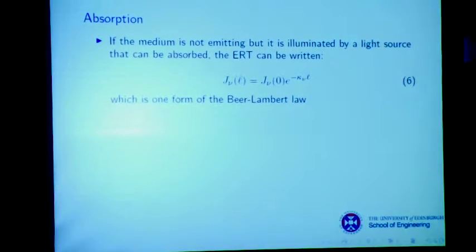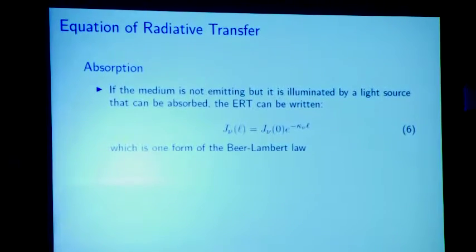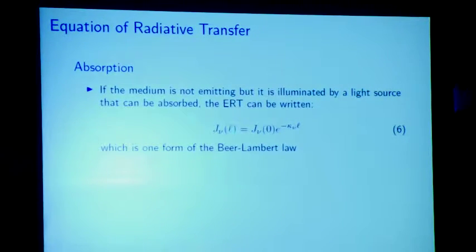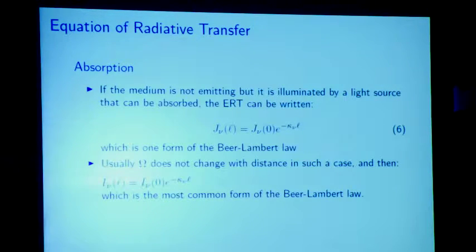If the medium is not emitting, but it's illuminated by a light source that can be absorbed, you can write it this way, and that's a form of Beer's law. Usually, the solid angle doesn't change with distance, like if we're doing diode laser absorption spectroscopy, right? You're going to have a detector over here that's collecting a fixed solid angle. It's not changing with position. So you can get rid of that and write it in terms of irradiance that way. And that's the most common form of the Beer-Lambert law.